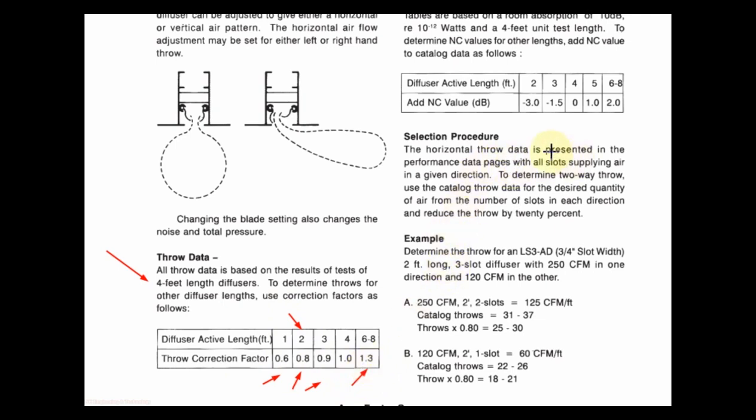Similarly, if we need to select a slot diffuser of length 2 feet, then we need to add minus 3 to the NC values in the performance sheet. For a length of 3 feet, we need to add minus 1.5. For slot diffuser length of 5 feet, we need to add plus 1 to the NC value. And for selecting the slot diffuser from 6 to 8 feet, we need to add plus 2 to the NC value.